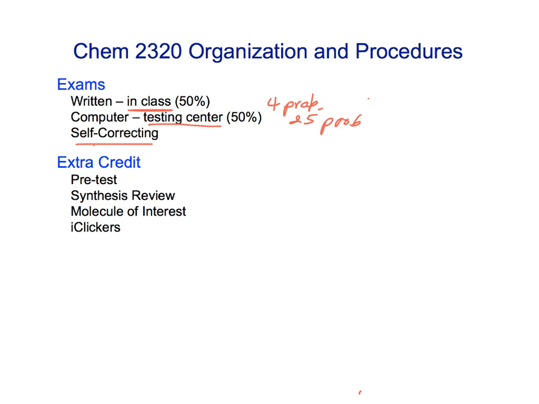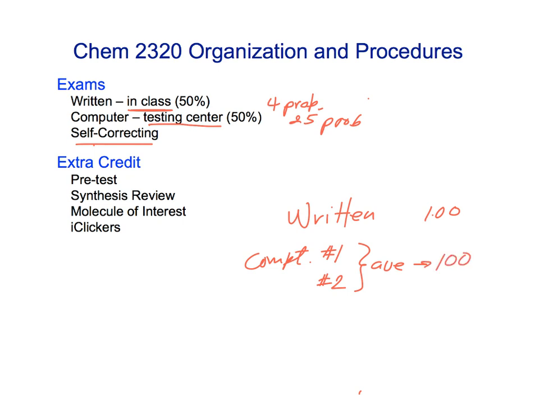So the total score will work like this. We have the written exam, and I think the way this works is that it's 100 points. For the computer, you're going to have try number 1 and try number 2. We're going to take the average of these, and that's what applies here, and it's 100 max as well. So then you have a 200-point maximum for the exam.